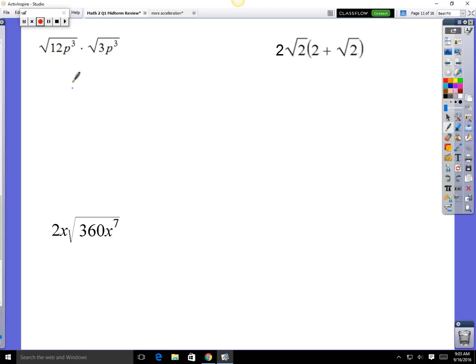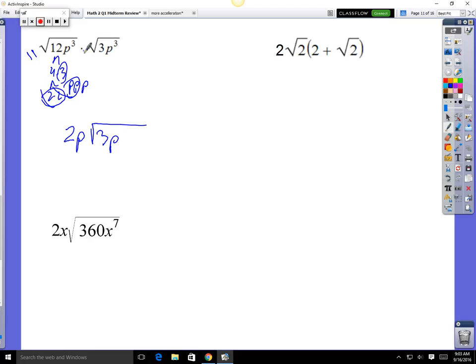Multiplication. Let's times these. Now, before you times, there's some squares in here. Take your squares out first, and then that's going to make things easier. 12 is a 4 times a 3. 3 is prime. 4 is 2 times 2. There's my square. And p, 3 is p. There's a square. So 2 comes out. P comes out. So on the outside, I'm going to have 2 times p. On the inside, what stayed in was a 3 and a p.